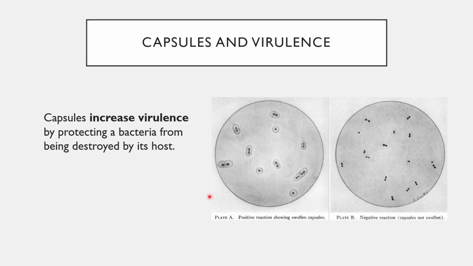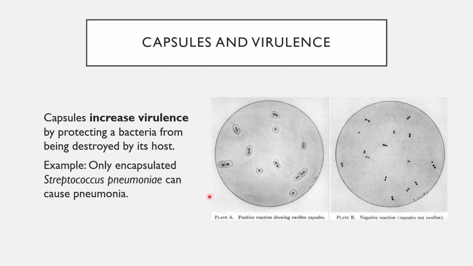Bacteria that lack a capsule are less well protected, and a great example of this is in the species that we call Streptococcus pneumoniae. Streptococcus pneumoniae comes in two different forms. One of them is encapsulated, or possesses a capsule, and another one lacks a capsule. And it is only the encapsulated form that is able to cause the respiratory infection that we call pneumonia.